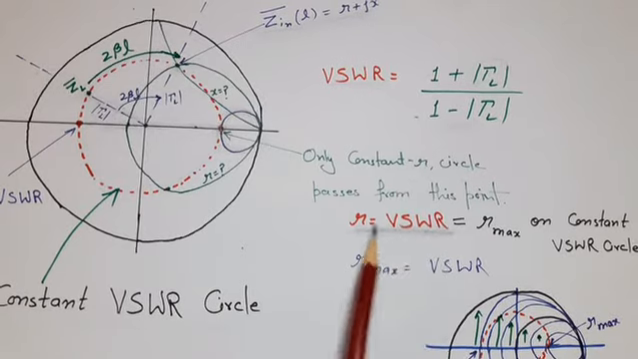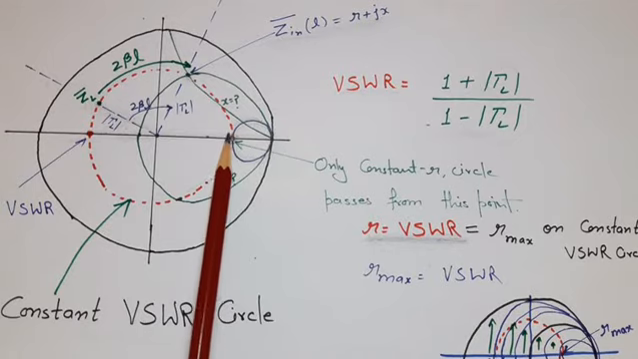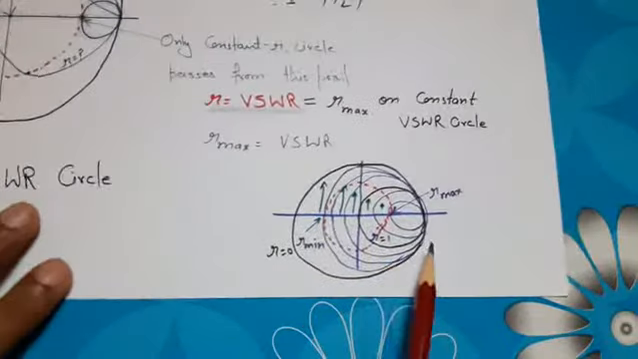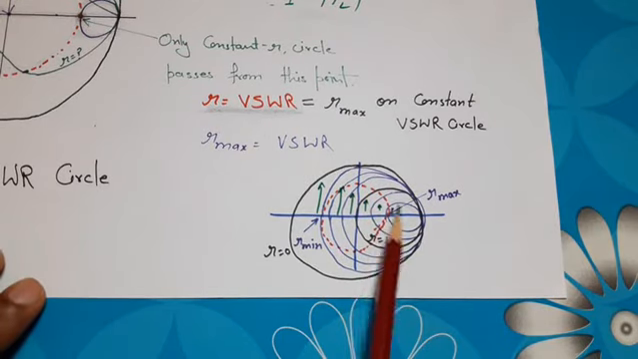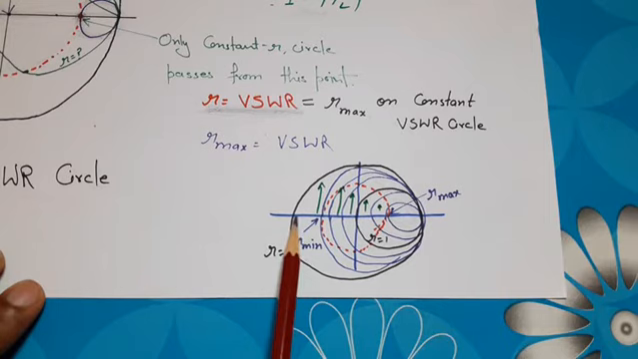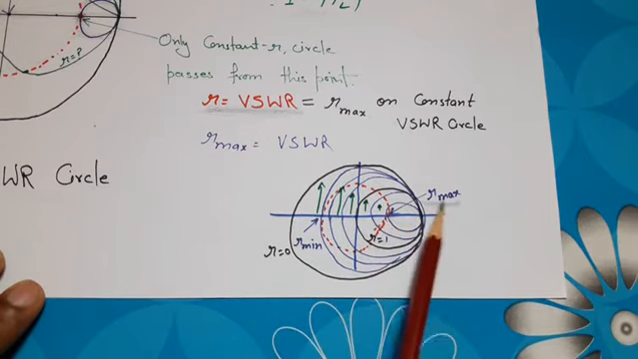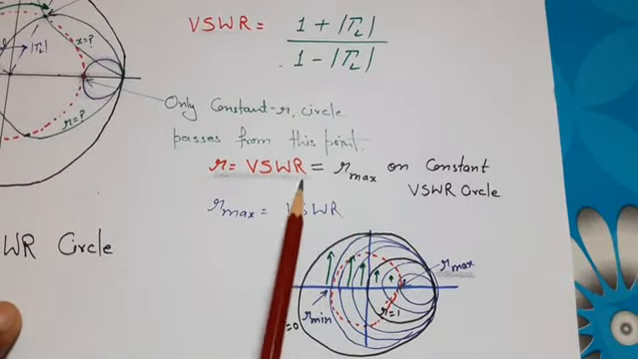Now what is the speciality of the constant R circle which is passing through this point? If we observe carefully on this constant VSWR circle, if we mark any point and draw a constant R circle from that point, then that R circle value will be less than the R circle value which is passing through this point. Why so? Because as the radius of the constant R circle increases, the constant R value decreases. So this point corresponds to the maximum value of the constant R circle. So I can represent it as R max. So R max is equal to VSWR.